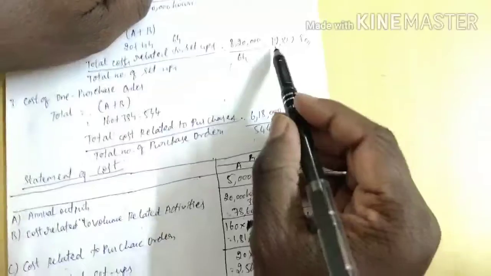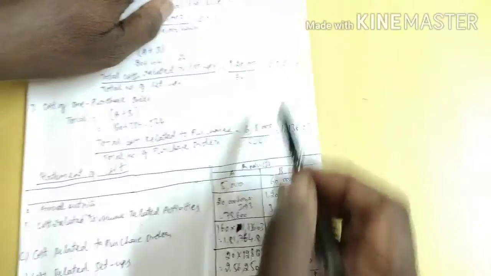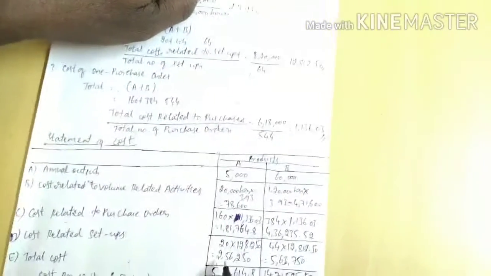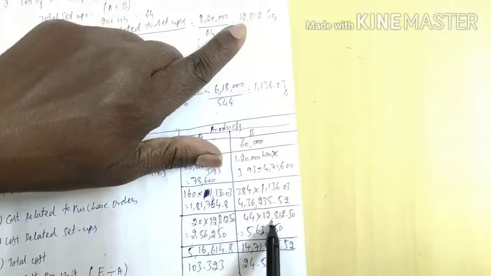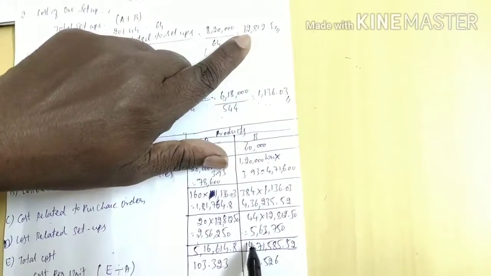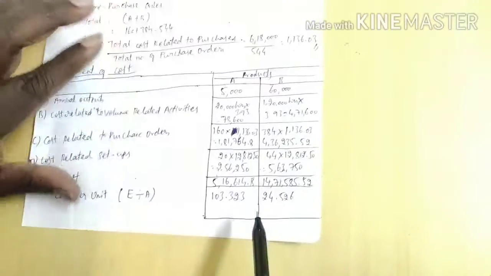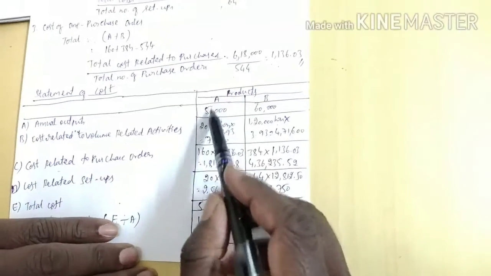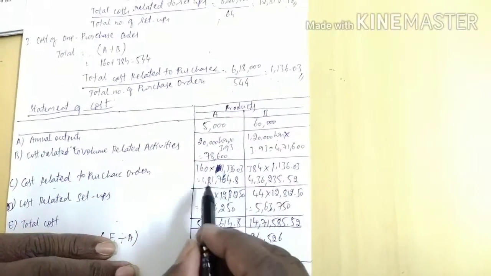The next cost, related to setups, the last one: the total number of setups for product A is 20. When I multiply by 12,812.50, I will get 2,56,250. For product B it is 44 into 12,812.50, I will get 5,63,750.